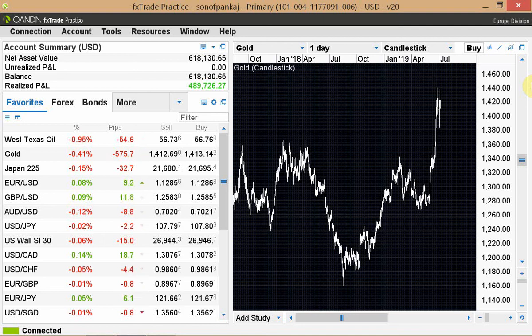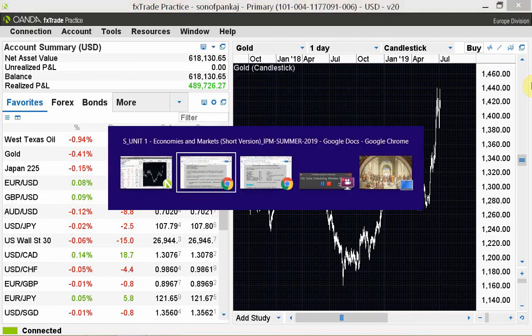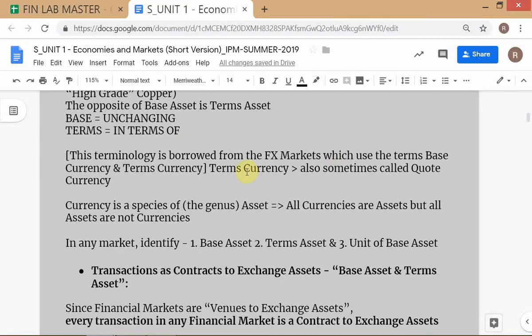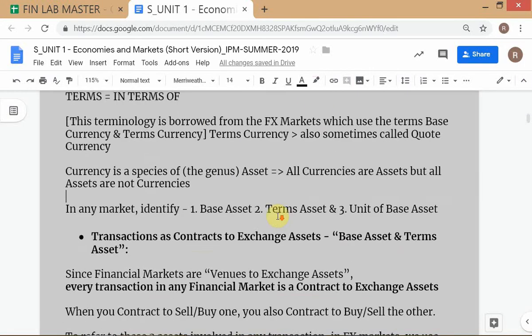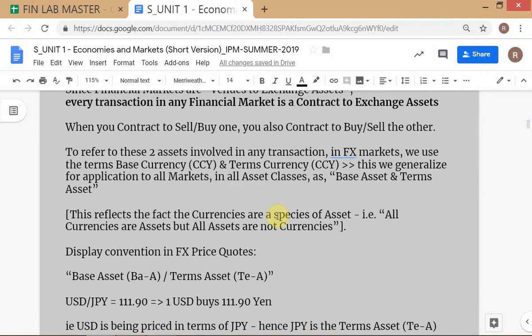But in general, for the non-currency markets, you will not have a clear statement about the terms currency. So you have to figure that out. That's basically contextual knowledge. So you see in your notes on base asset and terms asset, maybe I've not put that here.